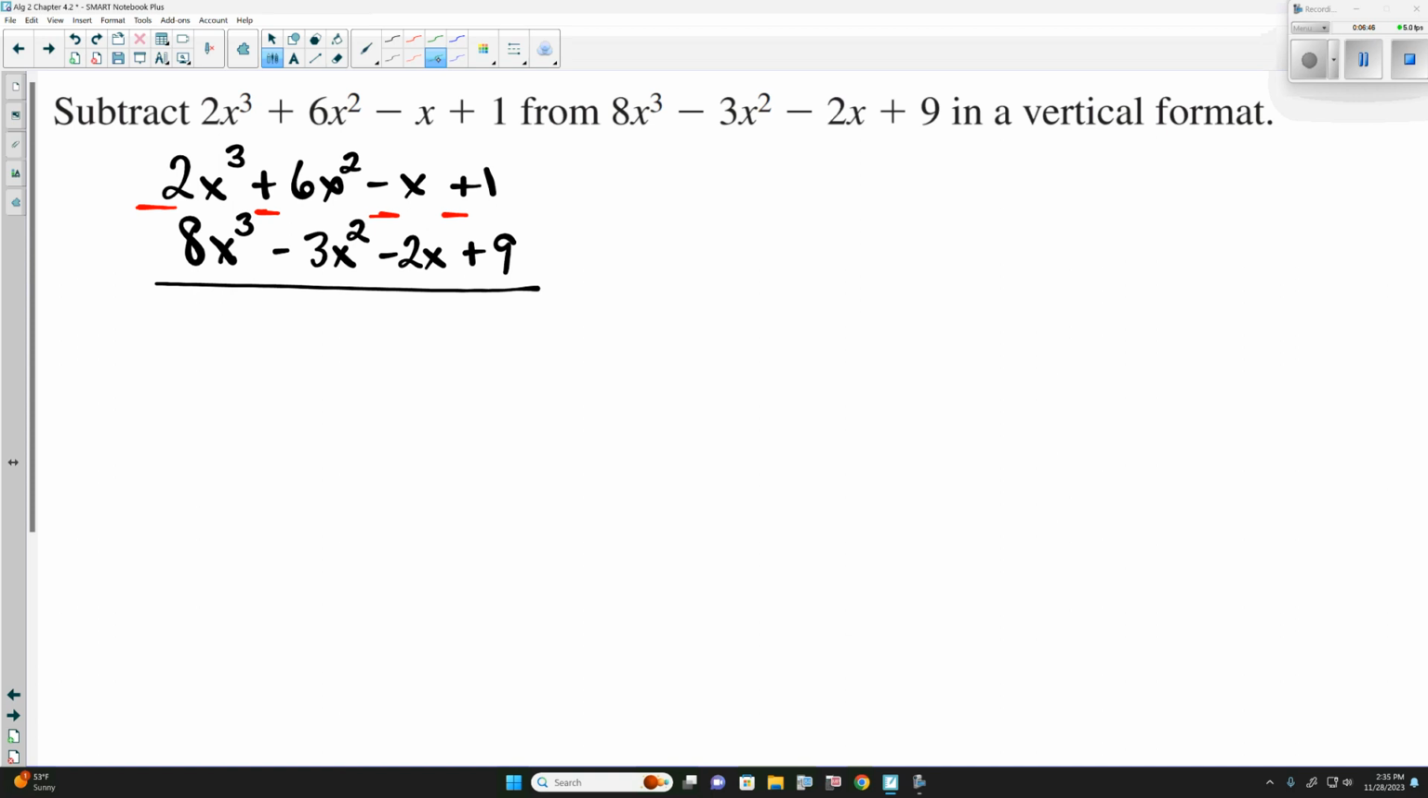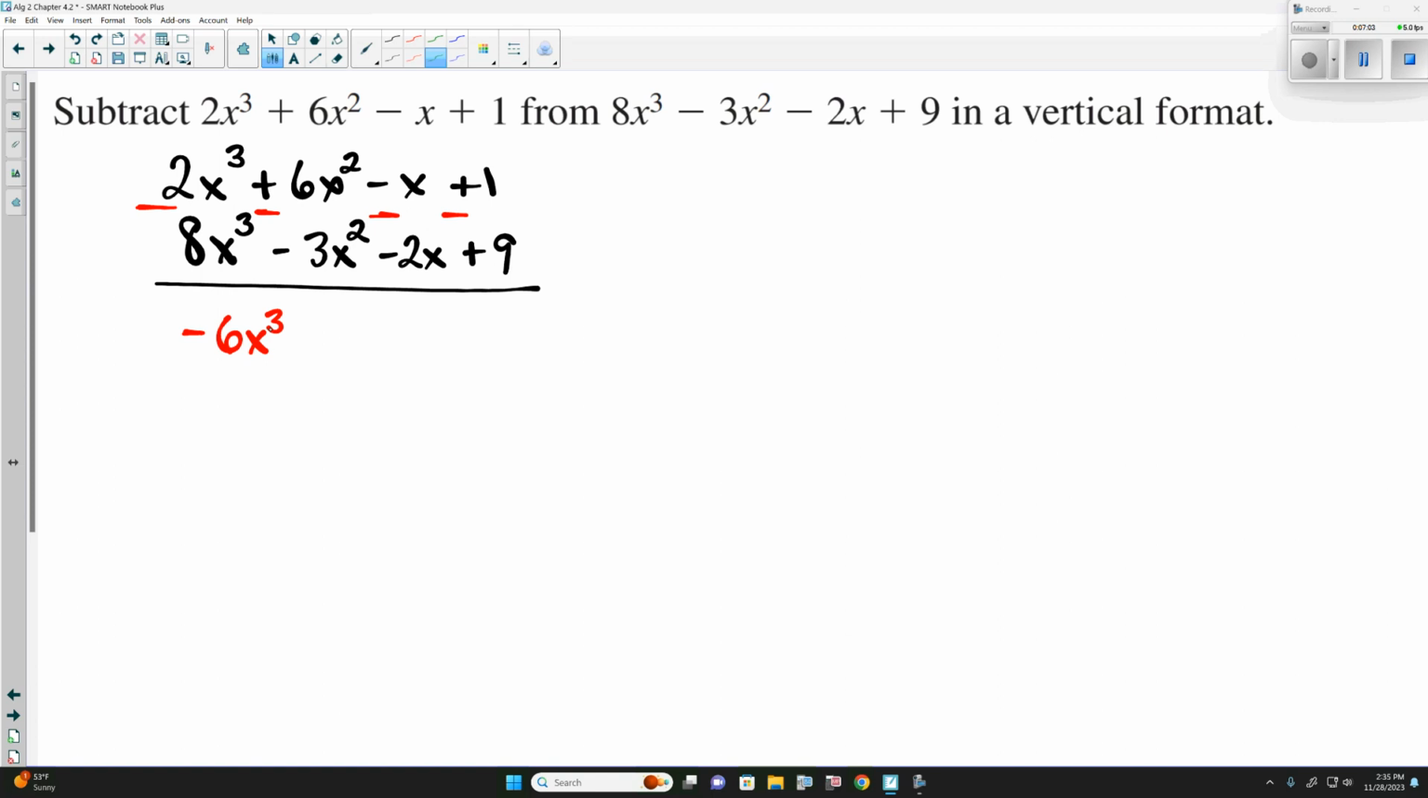Questions before we start subtracting? Now at this point, 2x cubed minus 8x cubed is negative 6x cubed. 2 minus 8 is negative 6. So we still have our x cubed.